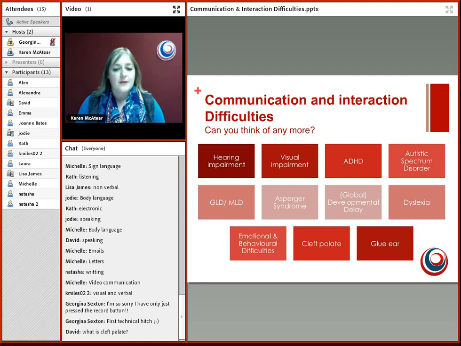GLD or MLD, you may have come across those two terms, global learning difficulties or moderate to mild learning difficulties. Children, young people with these often have some form of communication difficulty. And dyslexia. Dyslexia can come in many forms. It can be just the written language that's a problem. It can be written, numeracy, and speech. So it can have all different forms of dyslexia causing communication difficulties.